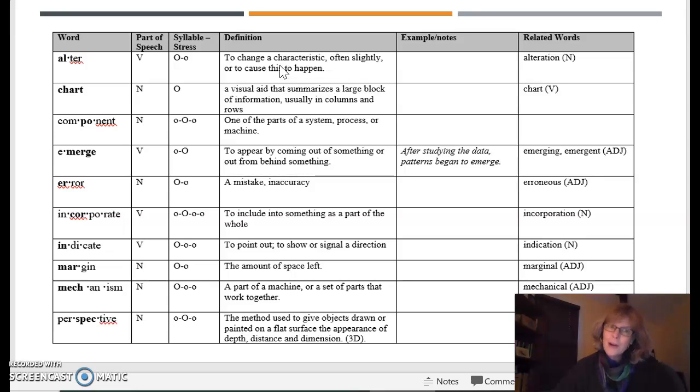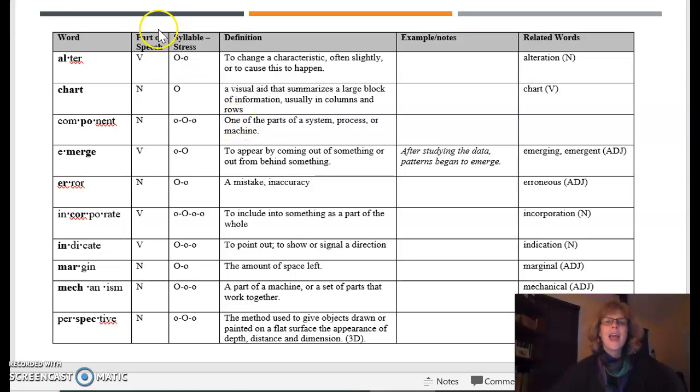You can also print this out if you have access to a printer, and there's space for you to type in or write in examples, notes about how you're finding this word, the kinds of sentences that you're finding it in. So these are the kinds of notes I want you to be taking in your notebook as you feel more familiar and confident with each of these words.